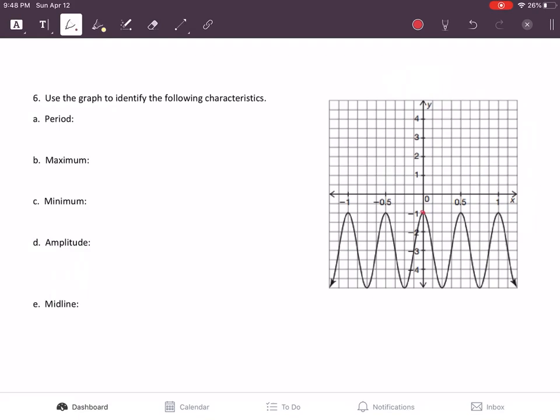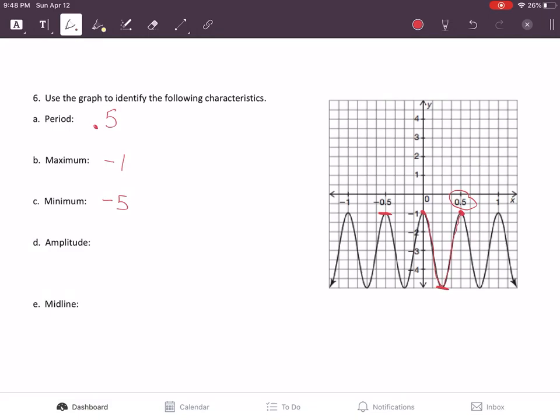So here we started at the y-axis. We're going to go down all the way. We're going to go up, and right here, right when we're about to start the graph again, that's going to be our period. So you're going to see this is going to be 0.5. Your maximum is the highest point on the graph, which is going to be -1. The minimum is the lowest point on the graph, in this case -5.